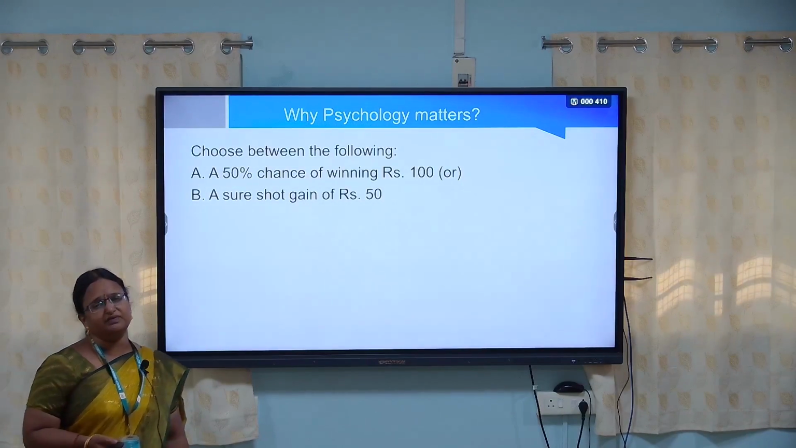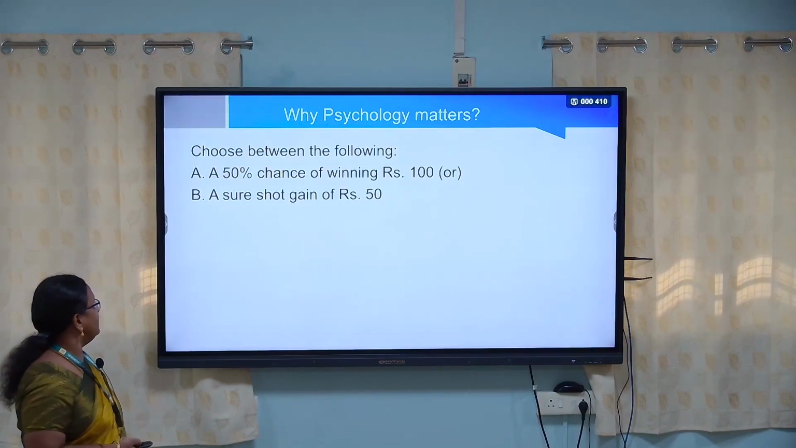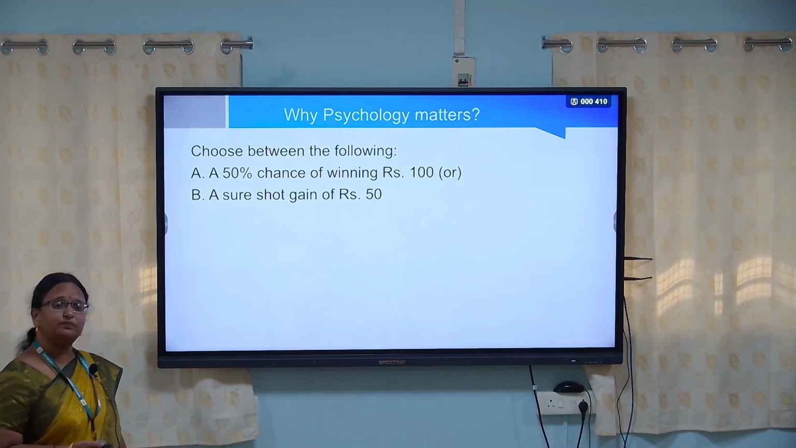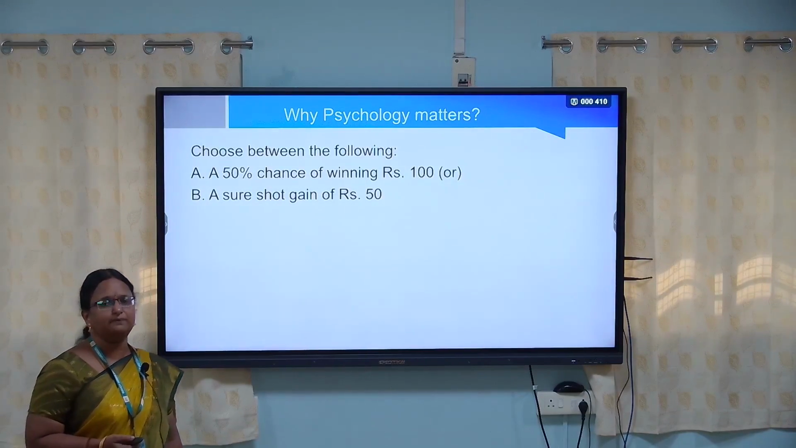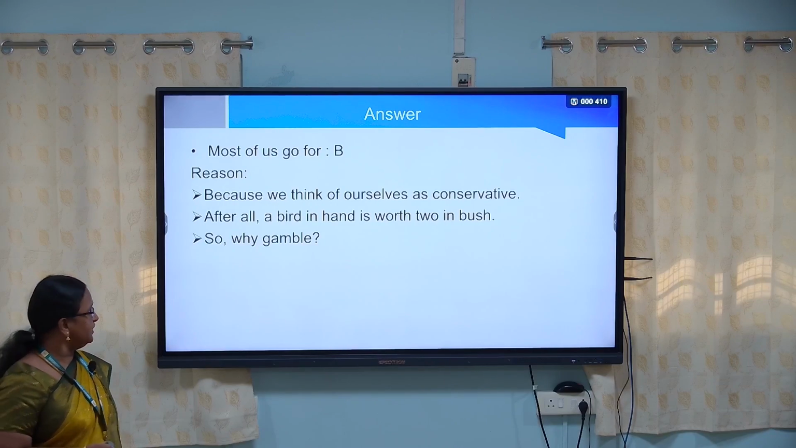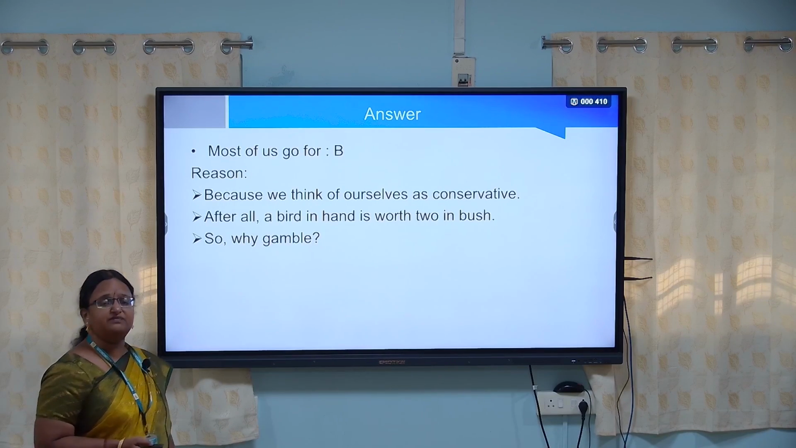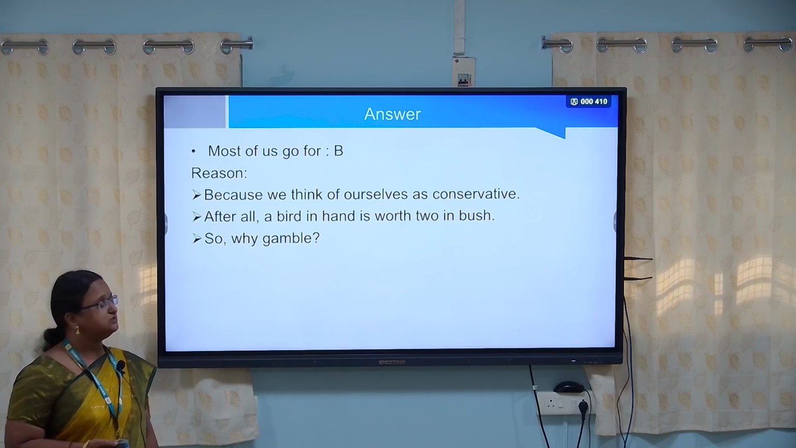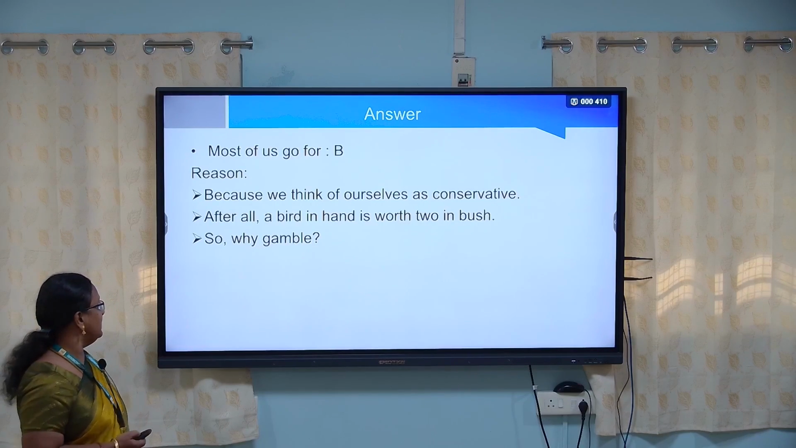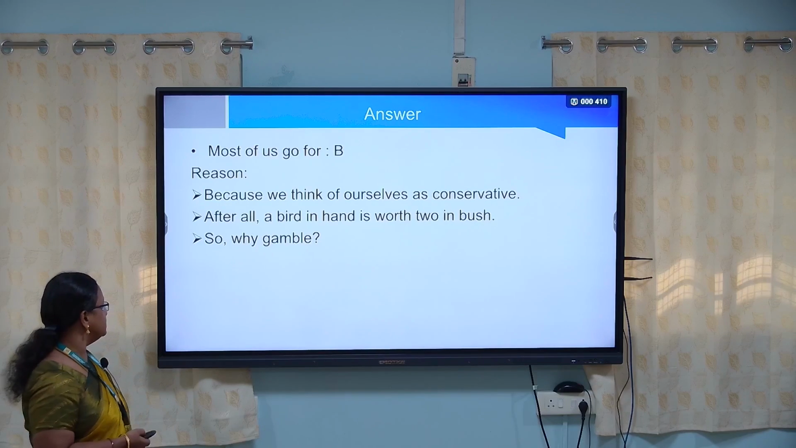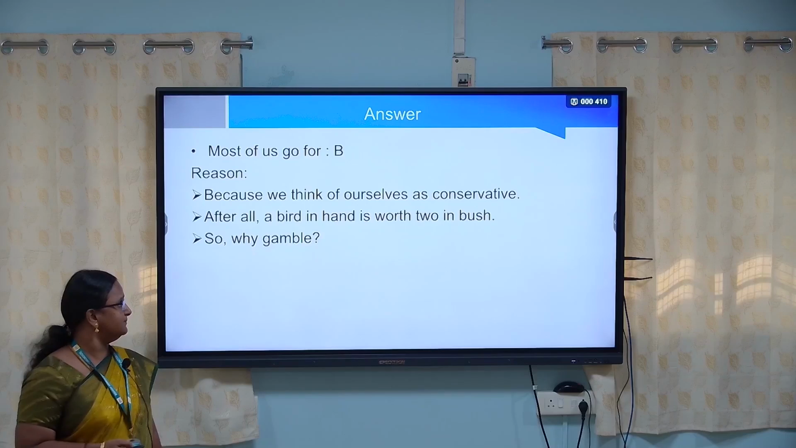Right. So, when you are given these two options, a 50% chance of winning rupees 100 or a sure gain of rupees 50, which option will people usually choose? Most people will go for option B, because we think of ourselves as conservative, and whenever we are gaining money, we want to make a conservative decision. A bird in hand is worth two in the bush. So, we don't want to go for gambling.